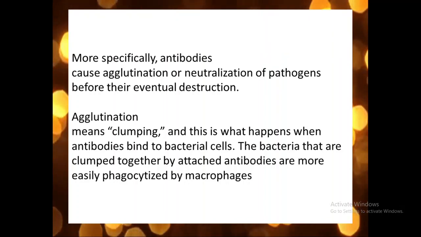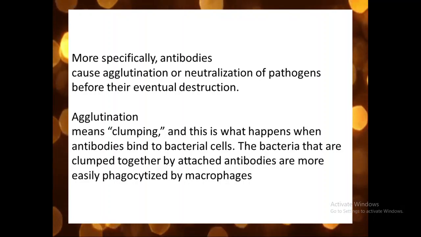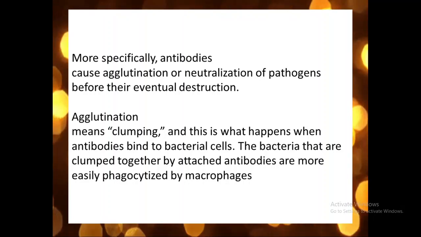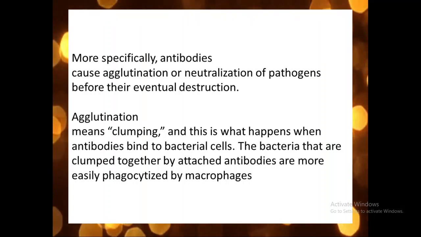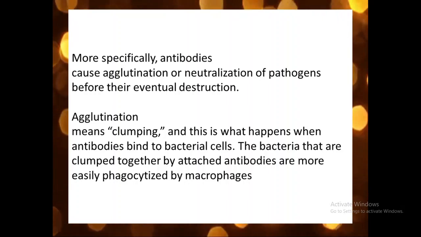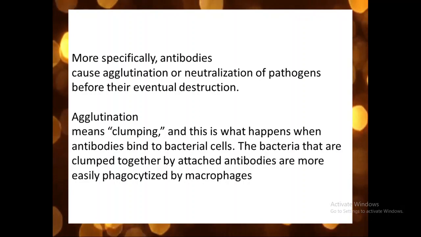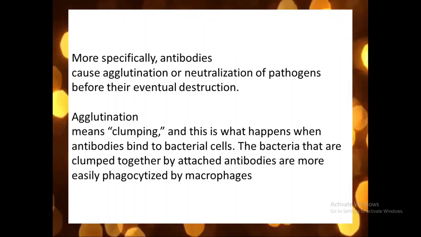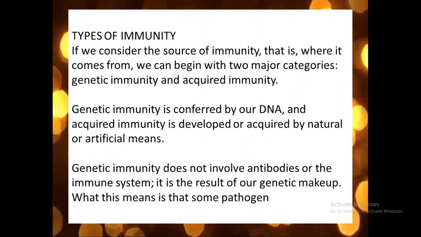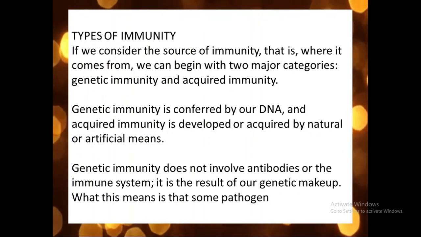So agglutination means clumping, and this is what happens when antibodies bind to bacterial cells. The bacteria that are clumped together by attaching antibodies are more easily phagocytized by macrophages. Yun po ang ating agglutination. Okay. Let's have the types of immunity.